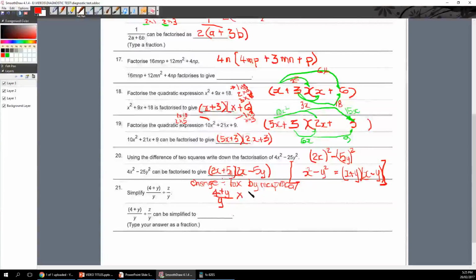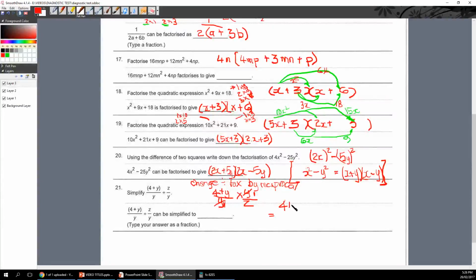times y, turn it upside down, over z. Okay, 4 plus y, that just stays the same. Change divide to multiply by the reciprocal, which just means turn it upside down. Now that's just like one big multiplication, so what we do to the top, we must do to the bottom. We can take them out. You can say that you're making them into ones if you like, dividing by y, but it doesn't make much difference. And then that just gives us the answer.